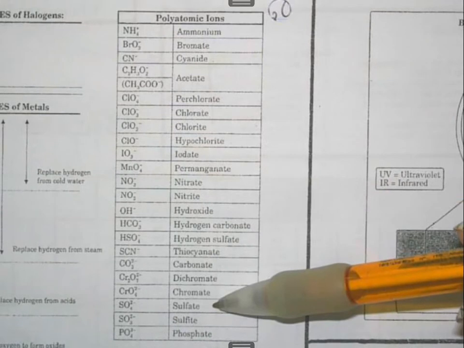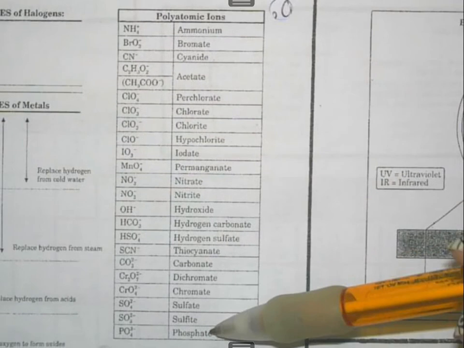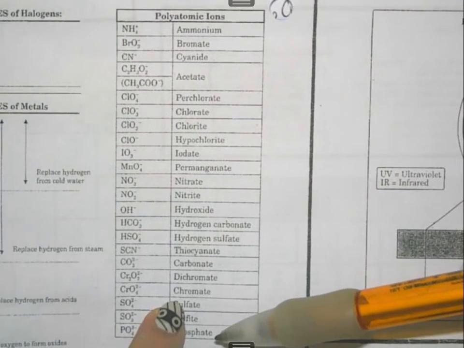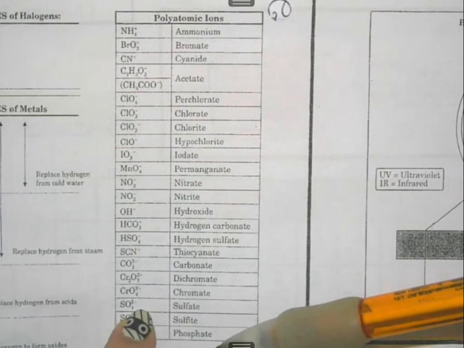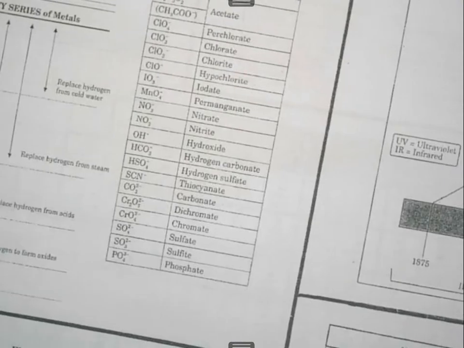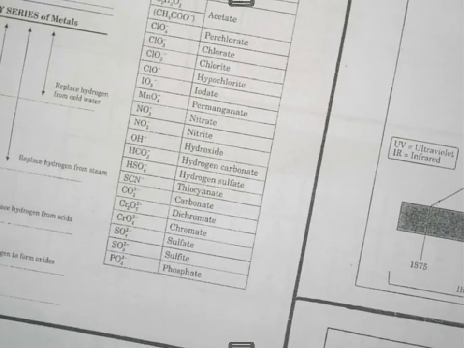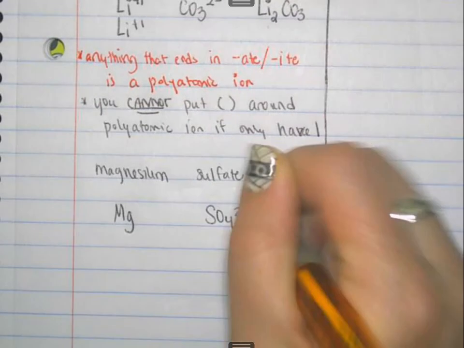Sulfite is SO3, sulfate is SO4. Be careful, because it does matter. It does matter, the difference. The ate or the ite actually changes my polyatomic ion formula. So that says that sulfate is SO4 negative. So there I have my formula.